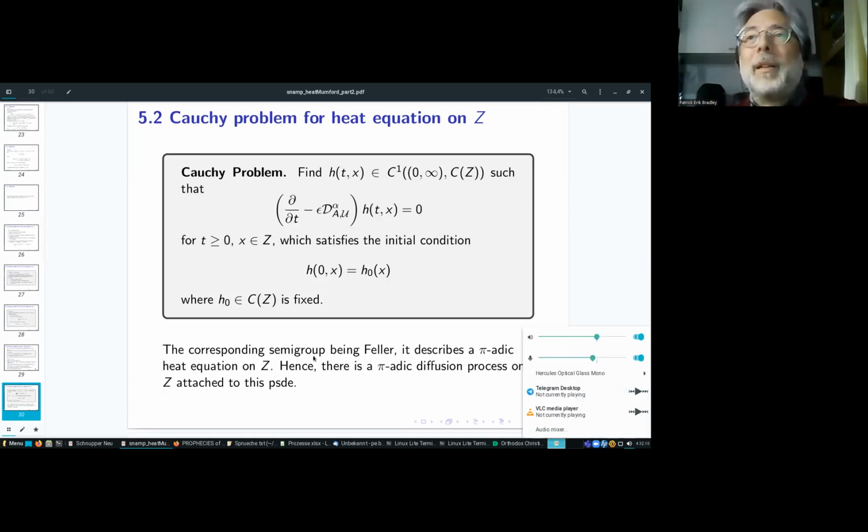Now we can formulate the Cauchy problem for a heat equation on Z, namely find a function such that this pseudo-differential equation is satisfied. The time derivative, just first order, minus epsilon times this operator D acting on a function h of t and x is 0, and the initial condition has to be satisfied: h of 0, x is a fixed continuous function h0 of x on the space Z.